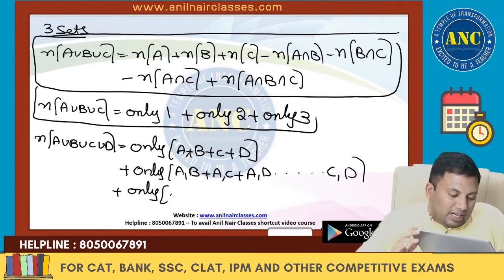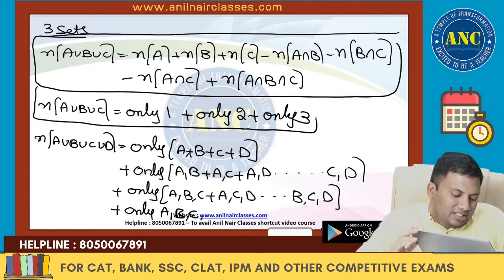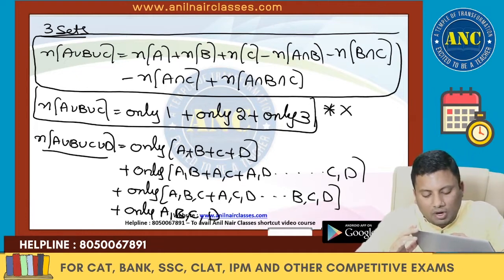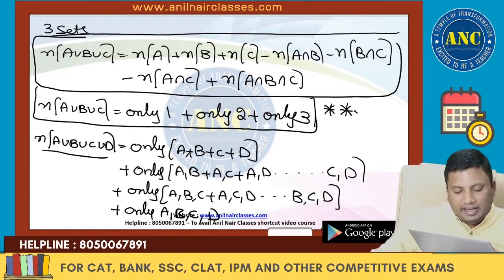Out of 4, select any 3. I will get ABC, then I will get ACD, and so on up to BCD. Next it will be all four, A, B, C, D. It's very easy to write down this rule if you understand this: only 1 plus only 2 plus only 3, and so on. I hope it is clear. A union B union C union D.